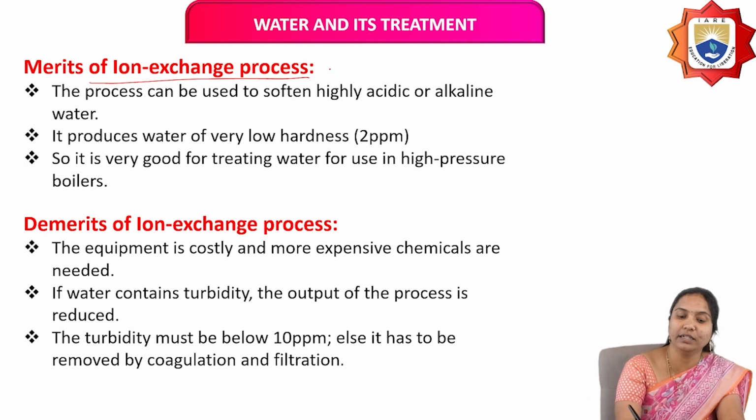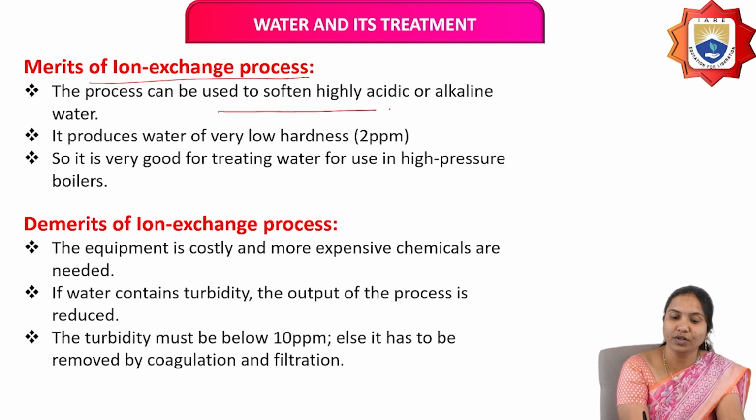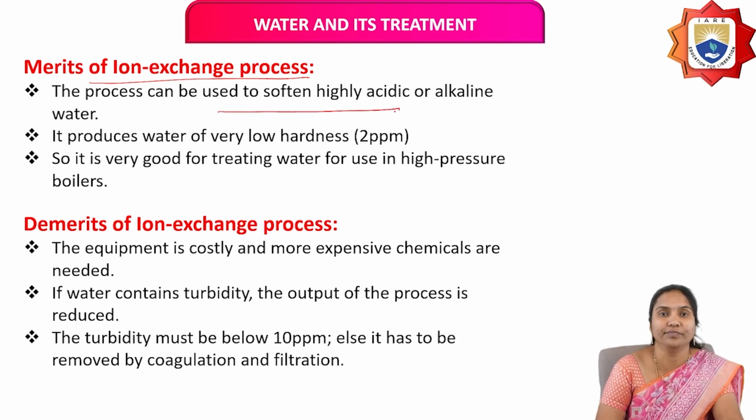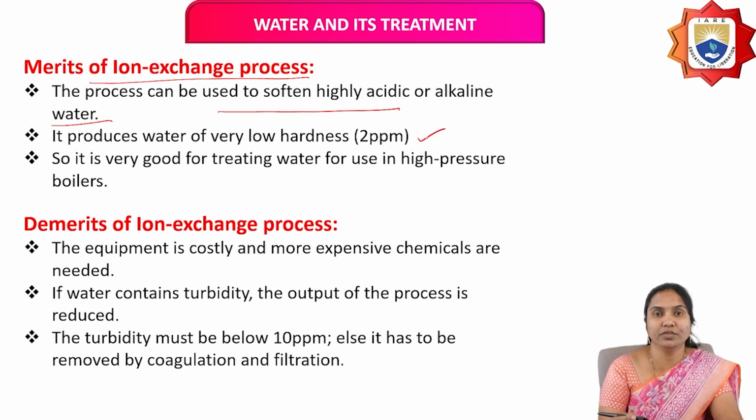So what are the merits of the ion exchange process? In this process, highly acidic or alkaline water can be treated and softened. And it produces soft water whose hardness is very low, 0 to 2 ppm, below 2 ppm. It produces water with very little hardness.